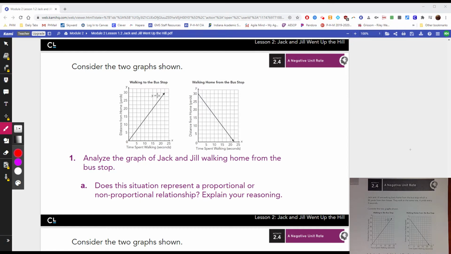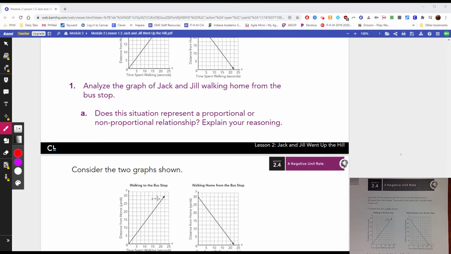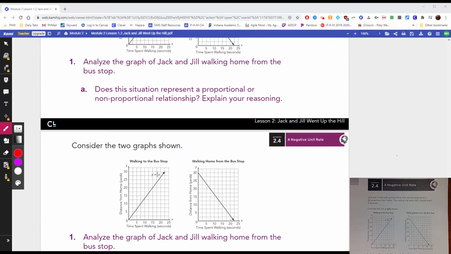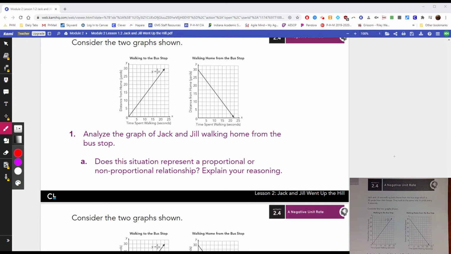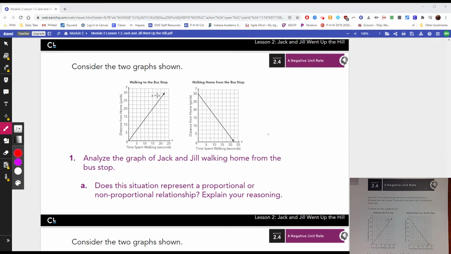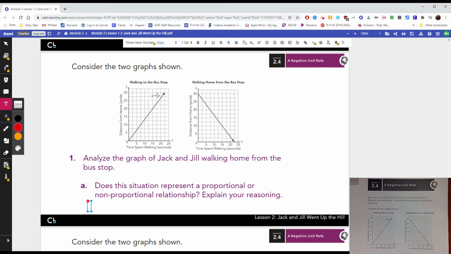Part A, does the situation represent a proportional or non-proportional relationship? And we're talking about the walking home one. So proportional or non-proportional. I notice that it is a line, it is linear, but it does not go through the origin. So it is not going to be proportional.